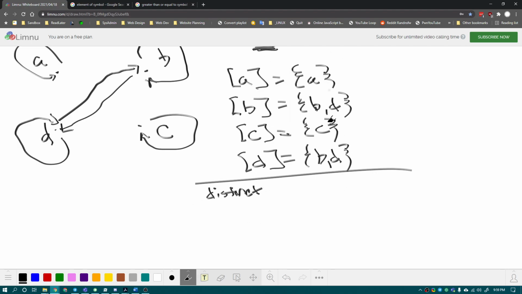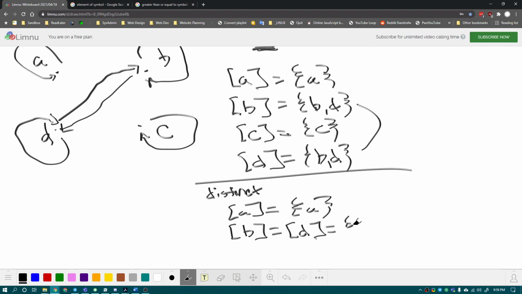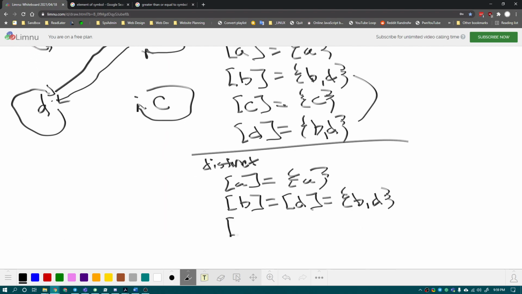A is not related to any other set here, so I'll just rewrite that. A is equal to the set containing A. But B is the same as D, so I'm going to say B is equal to D is equal to the set containing B and D. And finally, we have the set C, and that's just the set containing the element C. Okay?